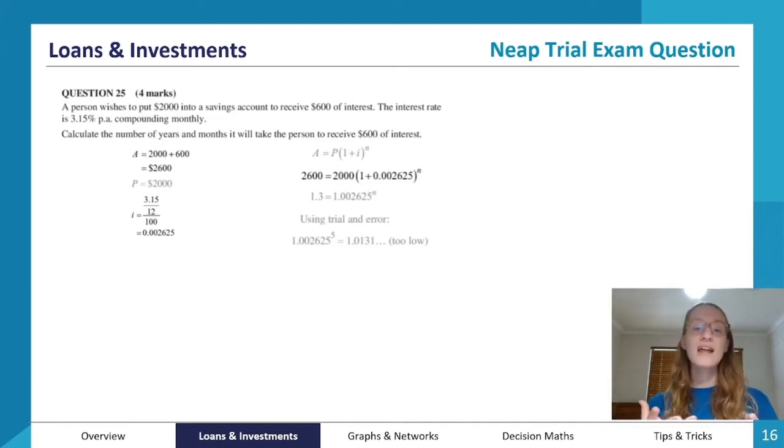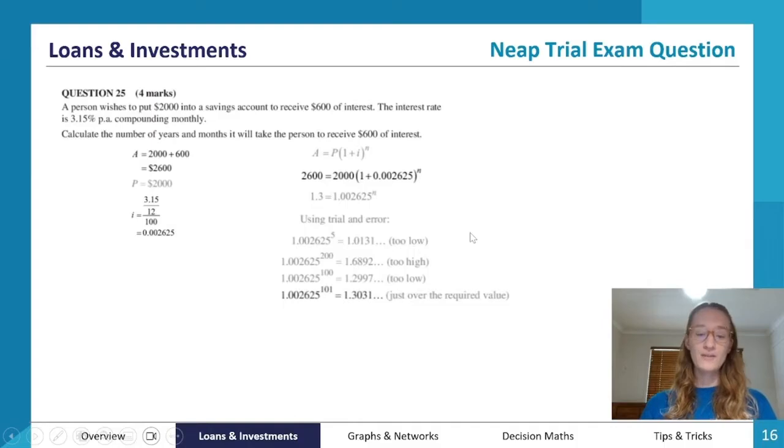So for example, what if we let N equal 5? Well, if we put this number to the power of 5, it would equal 1.0131, and the number would go on, but that's way lower than 1.3. So we know that N value is far too low. And then what if we said, let N equal 200? That'd give us 1.68, which is way too high. So we know it's going to be less than 200.